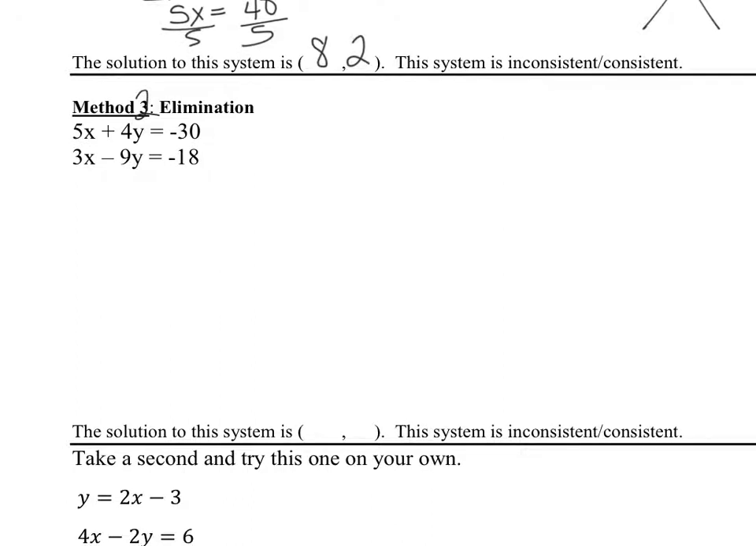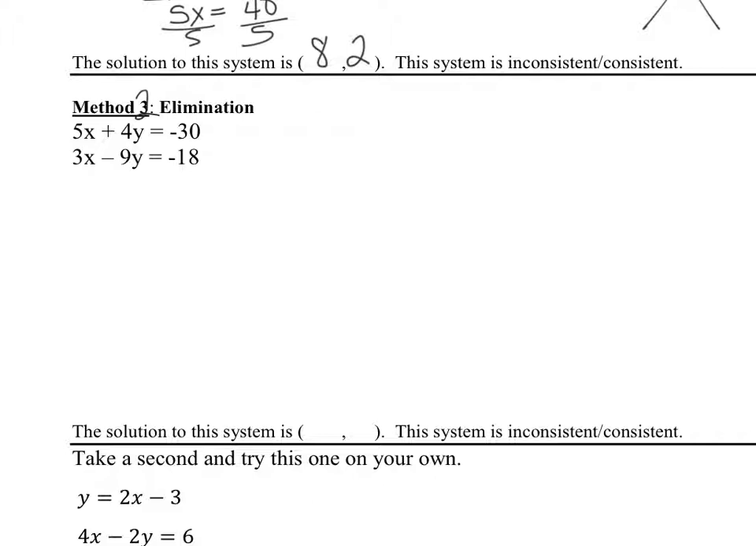Okay, method number 2, elimination. There are a few things you have to be aware of when you're doing it. Everything needs to be lined up. The things you're looking for are the x's, the y's, the equal sign, and the numbers. They all have to be lined up. If they're not, you've got to make it happen. So rearrange stuff, move things around, and make that happen.